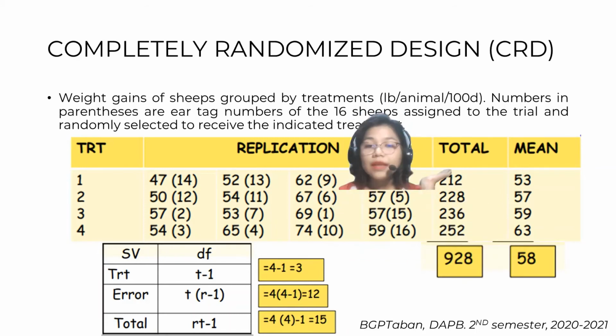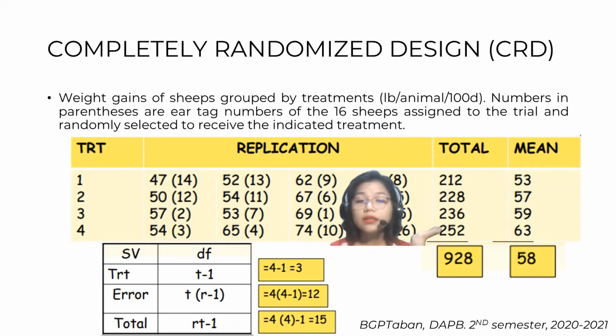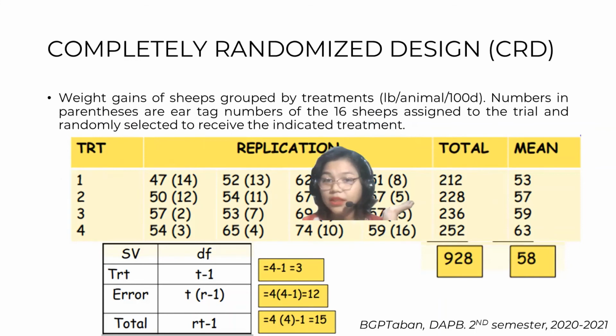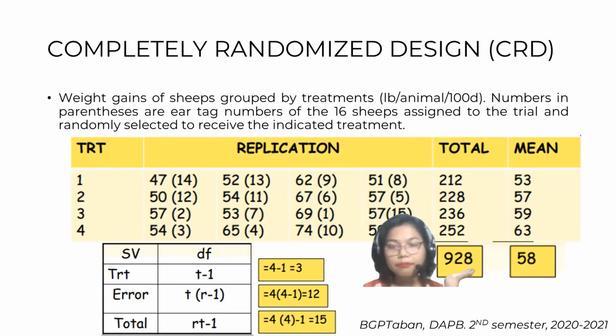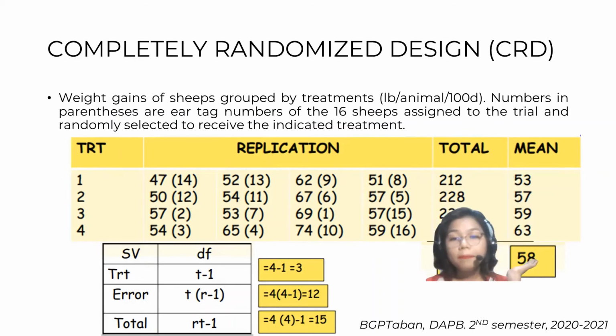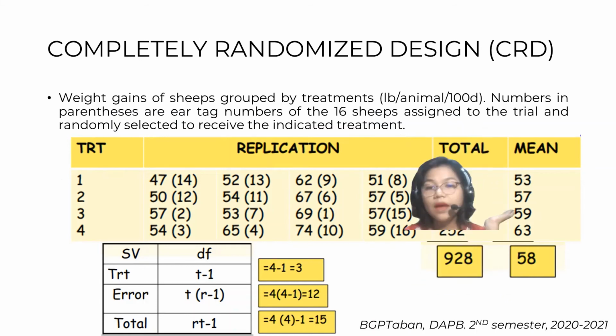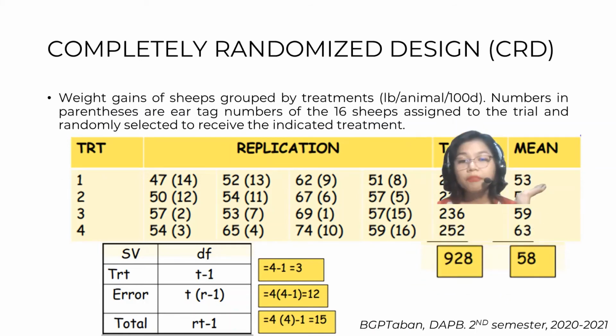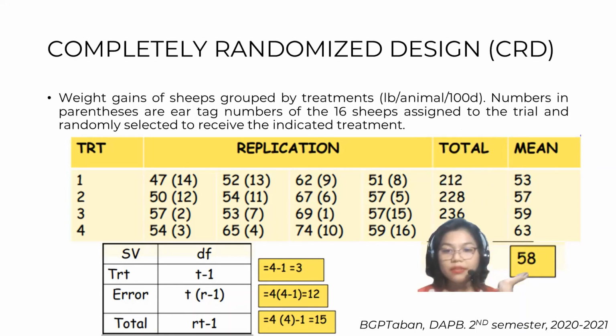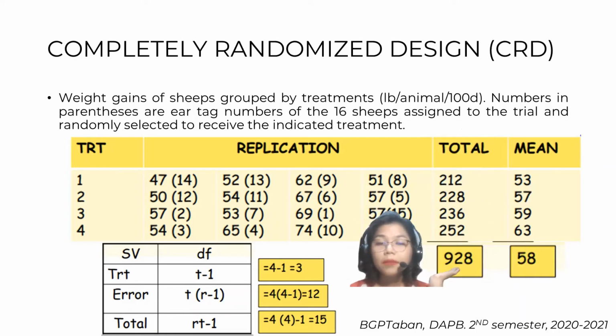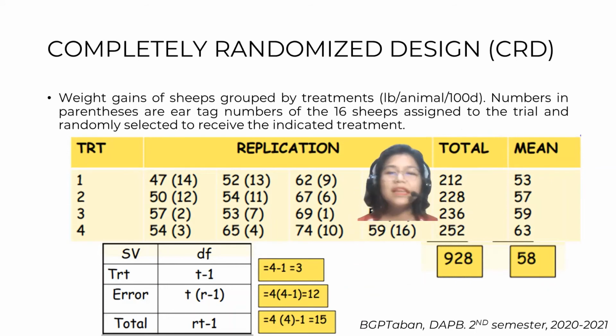Now, if we're going to get the sum of all the totals, or summation ng lahat ng values na to, the answer is 928. Pag kukunin din natin yung mean po nito, the answer is 58. So this one, the mean of this, if we're going to add this and divide this by 4, the answer is 58. If we're going to divide this number, saan po ba natin i-divide yung 928? Sige nga po, saan natin i-divide yung 928? Of course, i-divide po natin yung 928 sa ating total experimental units.